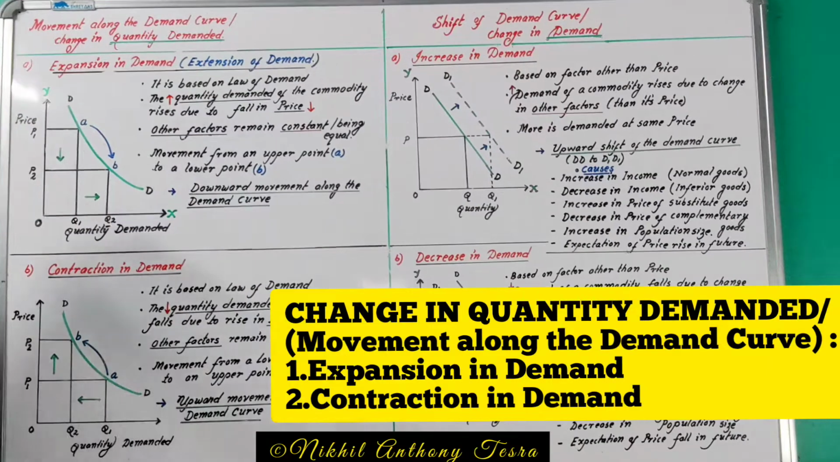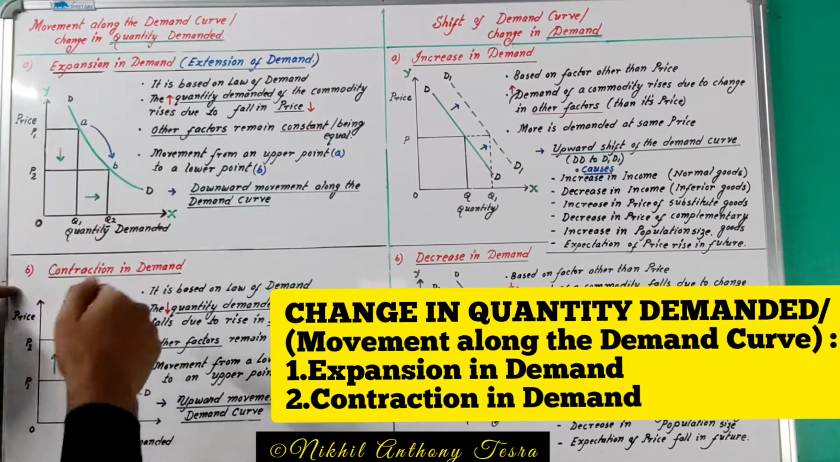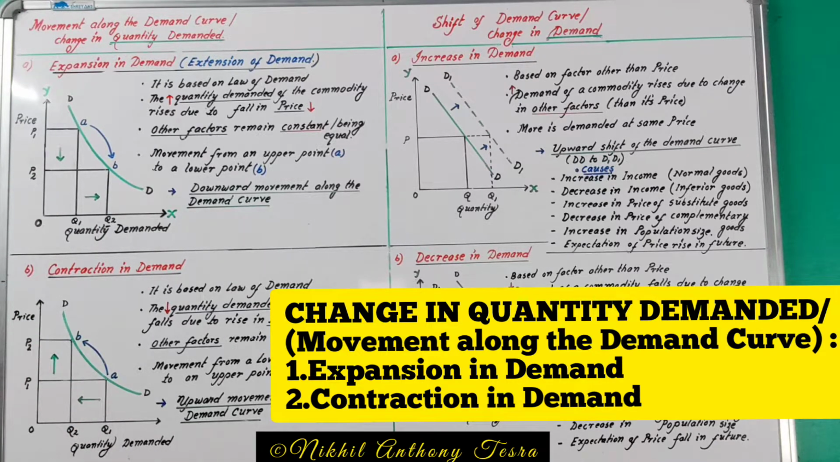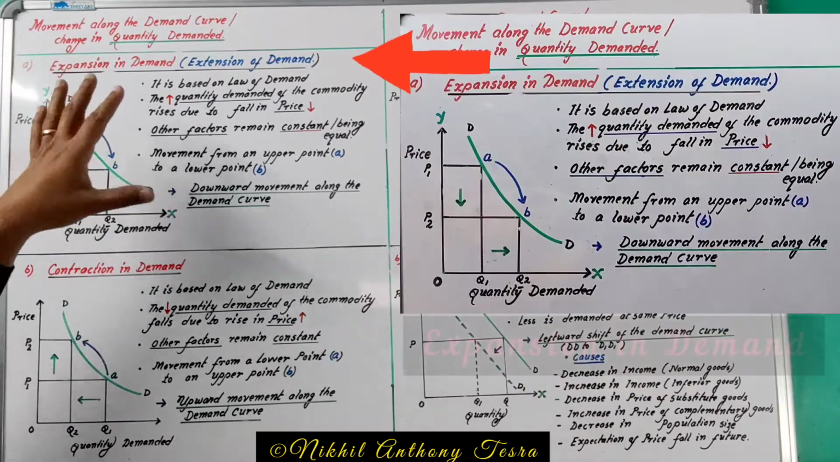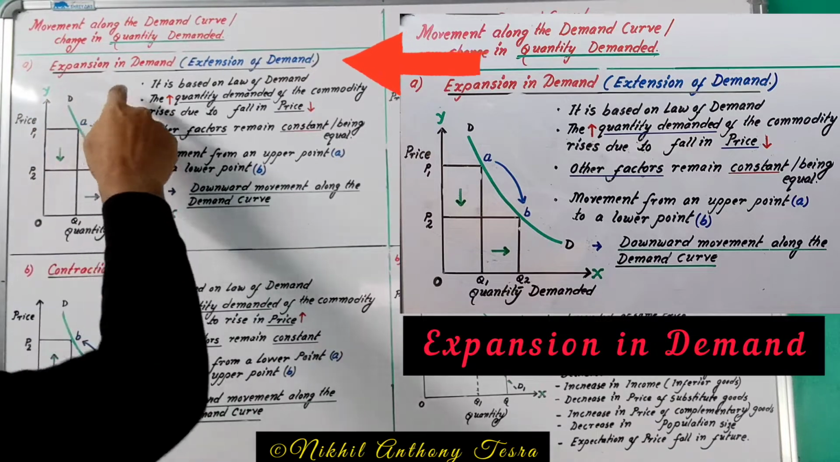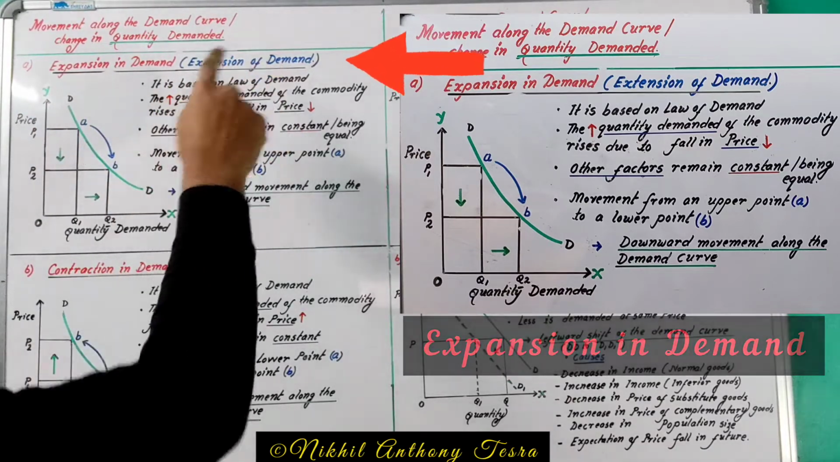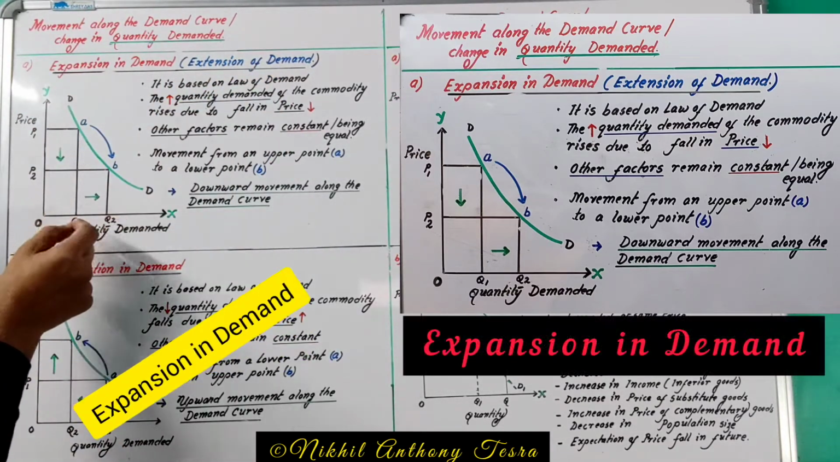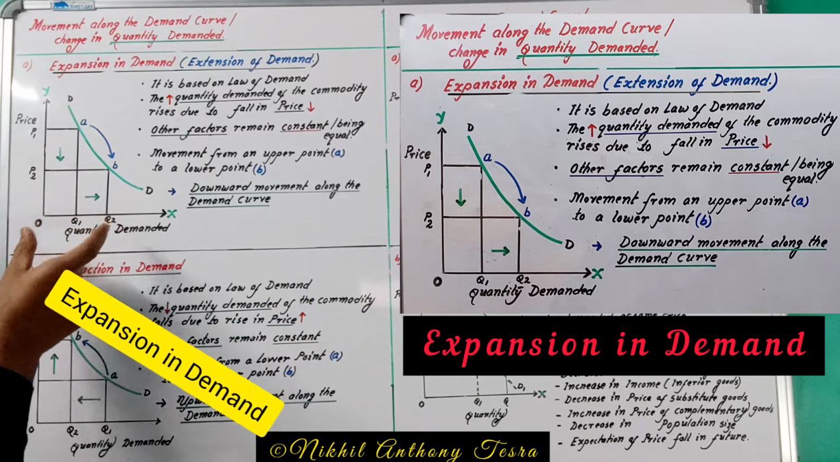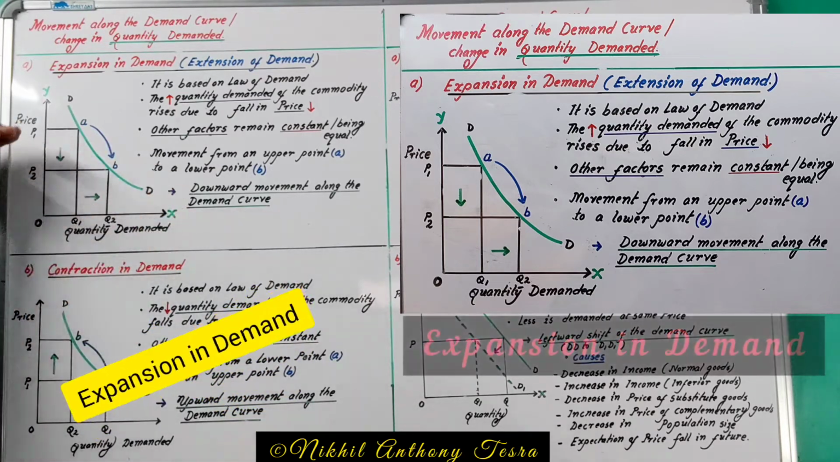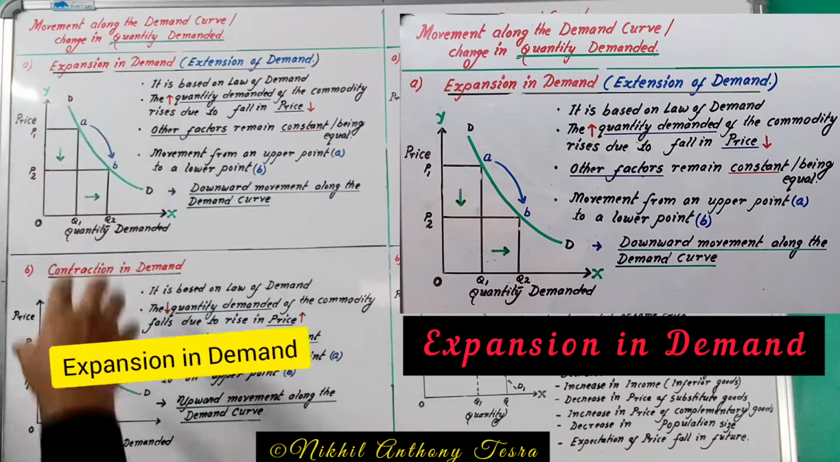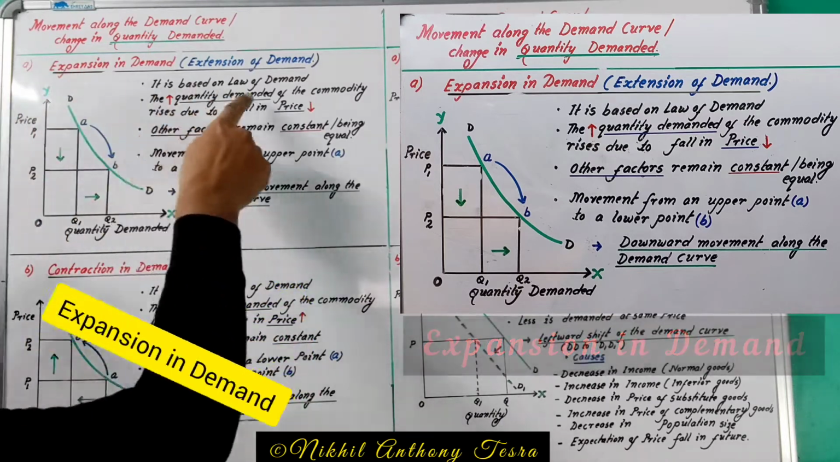Okay friends, this is further divided into two. Number one, expansion in demand. Number two, contraction in demand. Now, what is expansion in demand? Expansion of demand is also known as extension of demand, meaning demand is increasing. Demand is increasing due to what? Due to a fall in price. So in this case, expansion in demand is based on the law of demand.